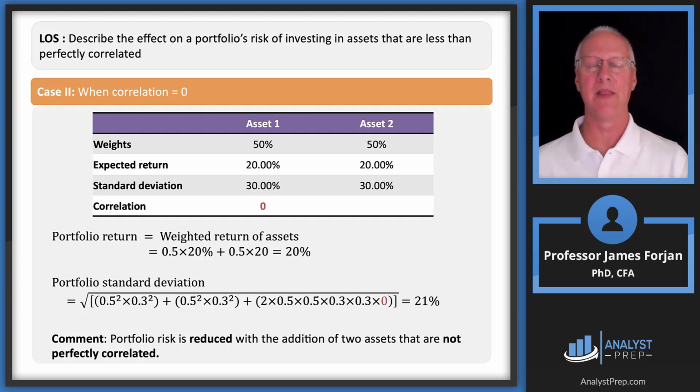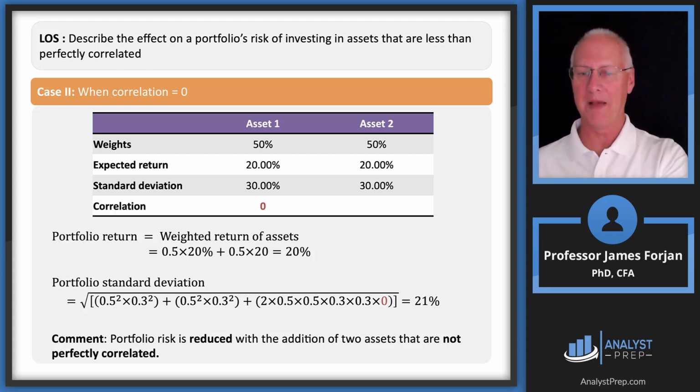All right, let's go ahead and throw in a 0 correlation coefficient. And notice that we have bolded the red 0 in that bottom right part of the equation for the portfolio standard deviation.